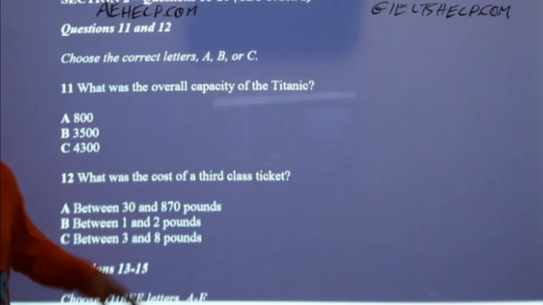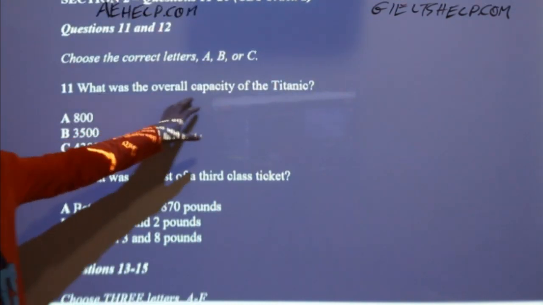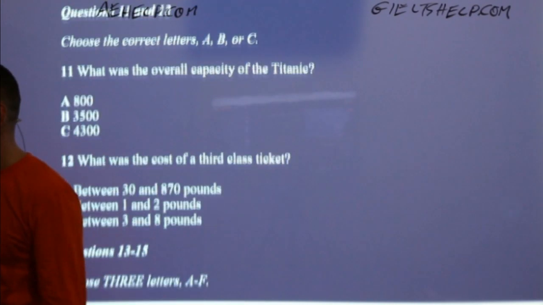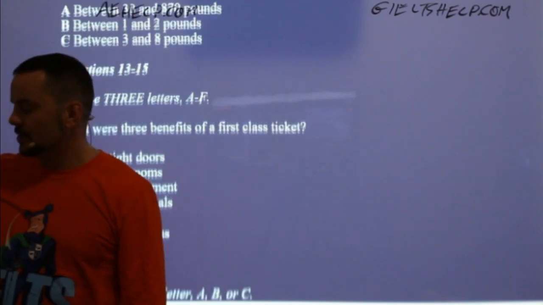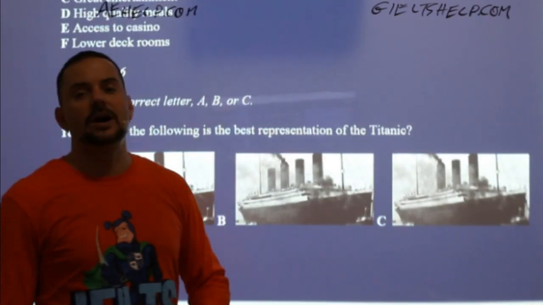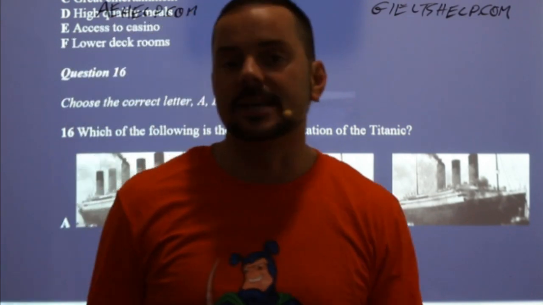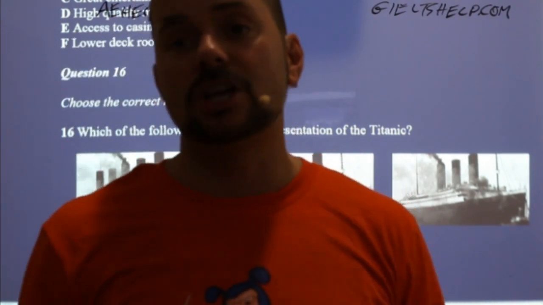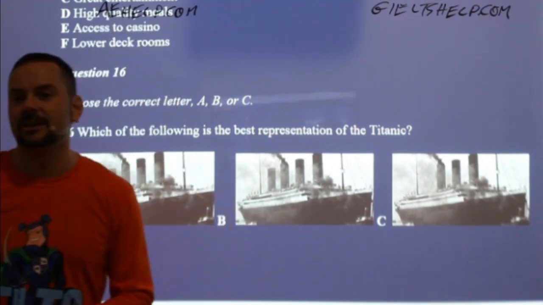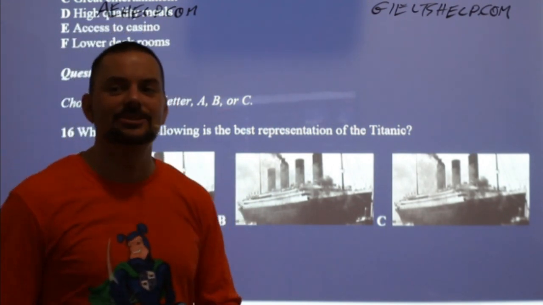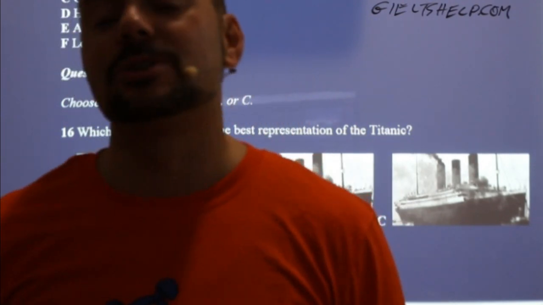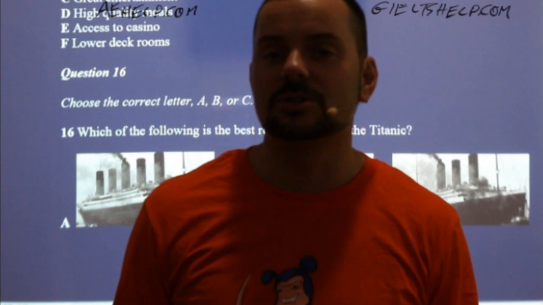So here I look at section 2 and what was the overall capacity of the Titanic? So I noticed the word Titanic, the third class ticket, then I have pictures about the Titanic. So I know that section 2 will be about the ship, the famous boat Titanic. Sana says they still don't let us do it. Sana, some test centers, some examiners, they don't really care if the students flip a couple pages.